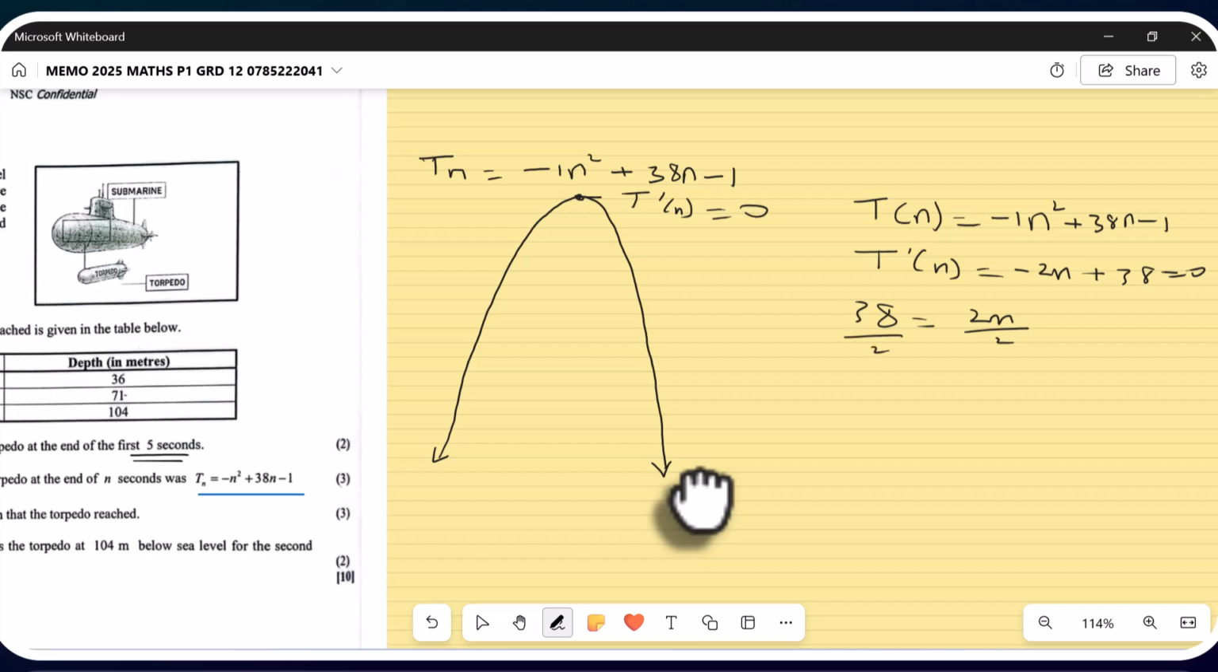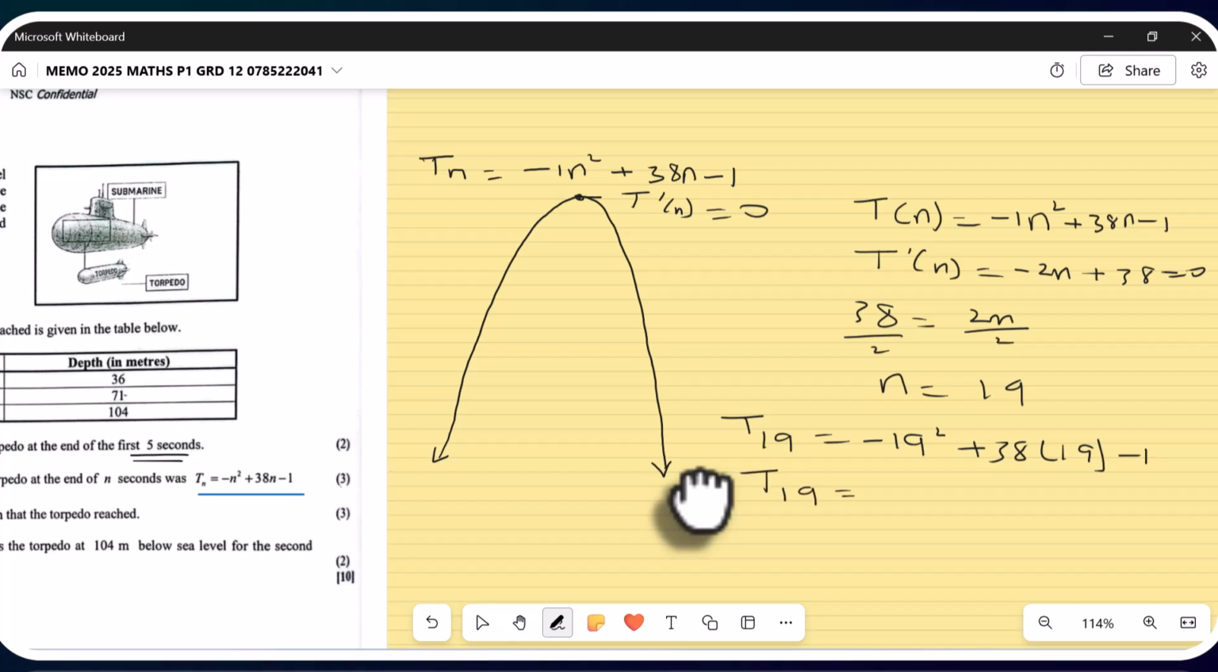But because we're looking for the maximum height itself, we're going to say our T19, then substitute in here. We're going to say negative 19 squared, then plus 38 times 19, and then minus 1. Okay, so calculators here, what do you get here? And calculators, here I'm getting 360, 360 meters below the sea level. Now that's the maximum depth for this torpedo below the sea level.